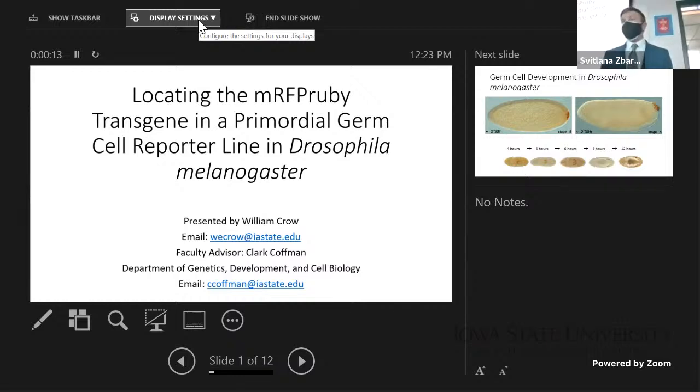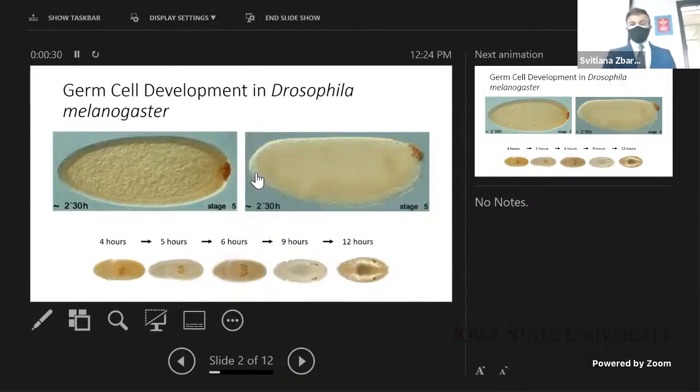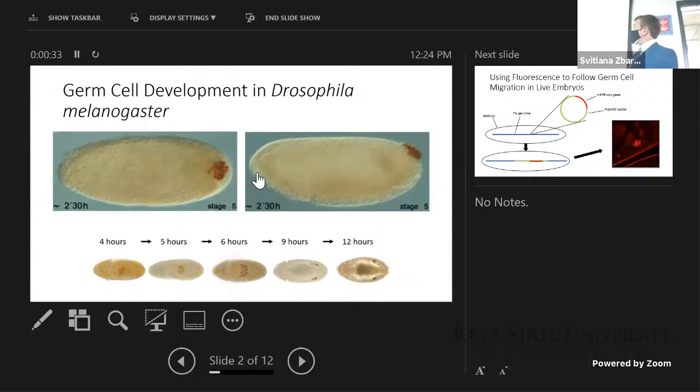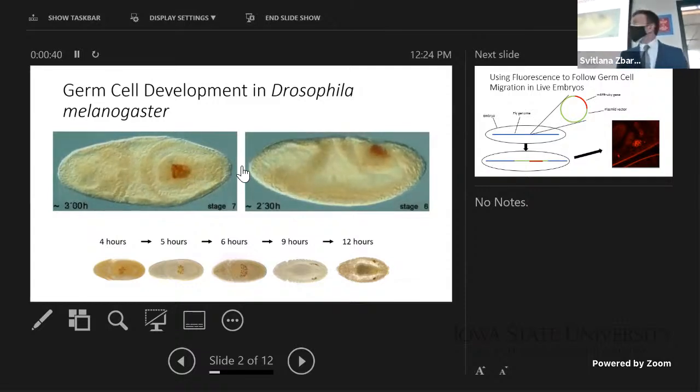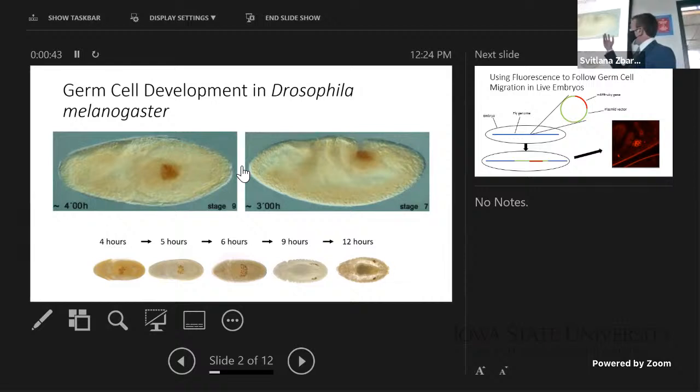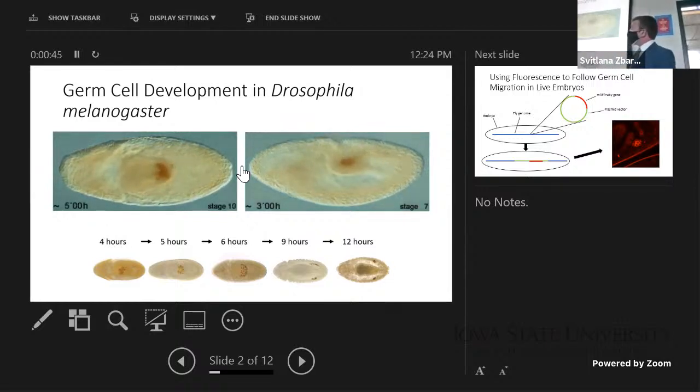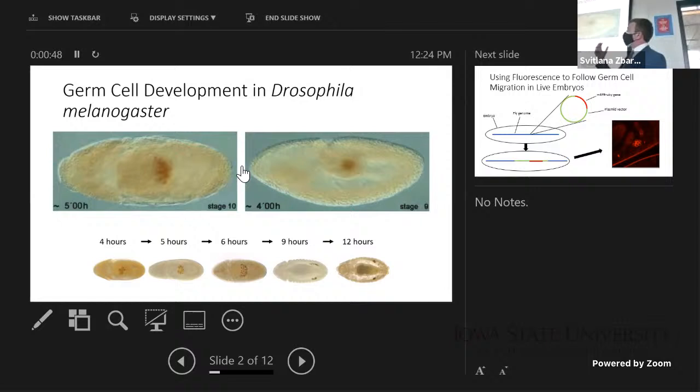All right. Hello. As you said, my name is William Crow, and I'm a senior here at Iowa State. For the last 4 years or so, I've been working with Dr. Clark Kaufman studying the migration of primordial germ cells in fruit flies. As a little background on what primordial germ cells are, I'm going to play these 2 movies. As you can see, this clump of brown cells is moving throughout the embryo as it develops, and those are the primordial germ cells.